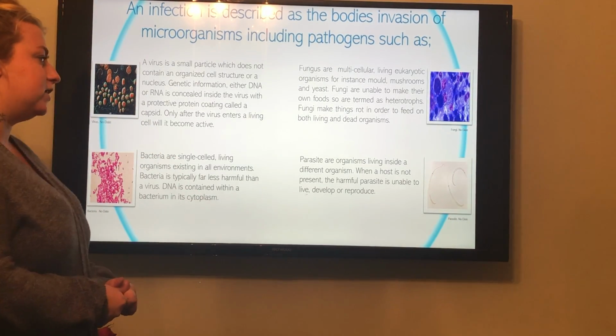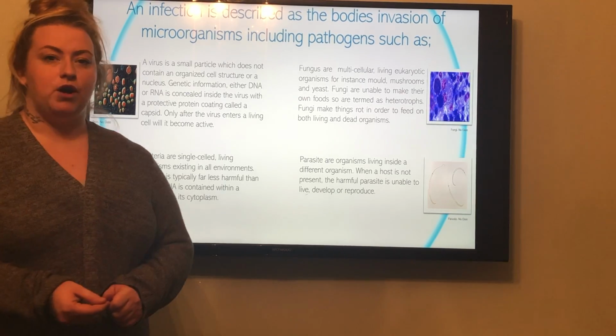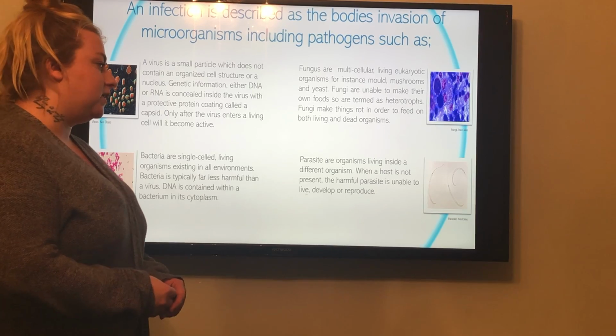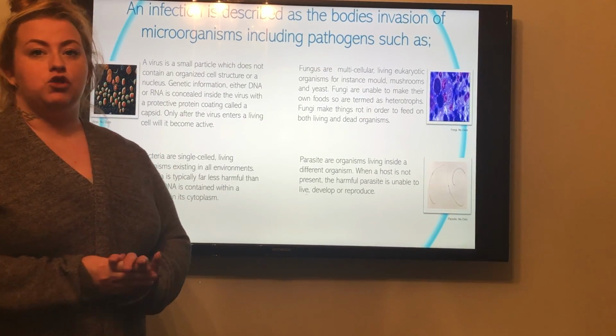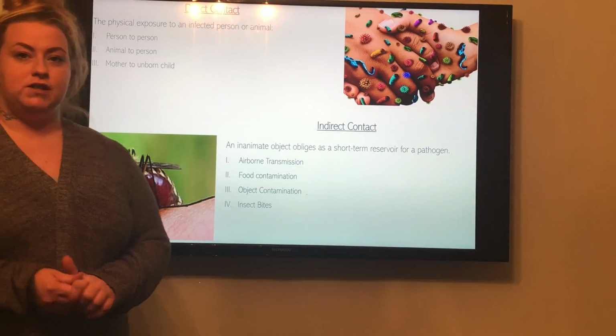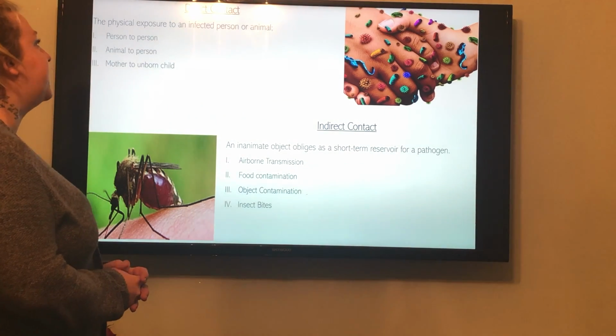And lastly, parasites are organisms living inside a different organism, usually termed a host cell. When a host is not present, the harmful parasite is unable to live, develop or reproduce, and parasites include toxoplasmosis and scabies. So transmission is possible by two methods: direct contact and indirect contact.